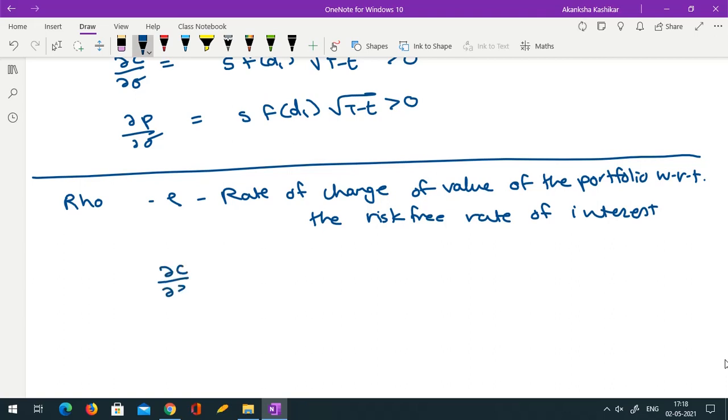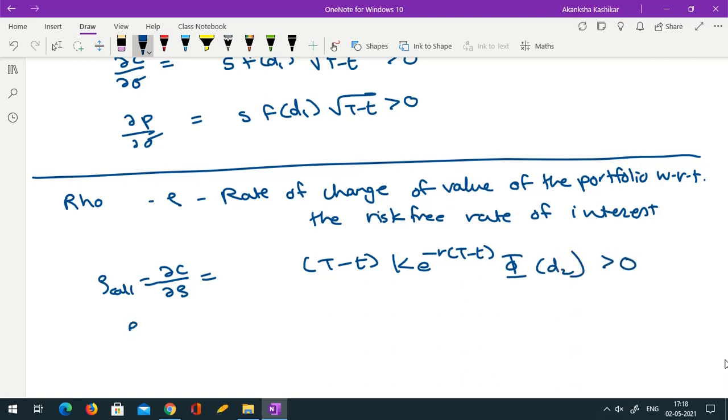So for a call option, rho turns out to be (T minus t) K e raised to minus r (T minus t) phi of D2. So again it is positive. And for put option, it is minus of (T minus t) K e raised to minus r (T minus t) phi of minus D2. So for put option it is negative. So as interest rate increases, call option becomes more expensive, put option becomes less expensive. Why? Think why this would happen.